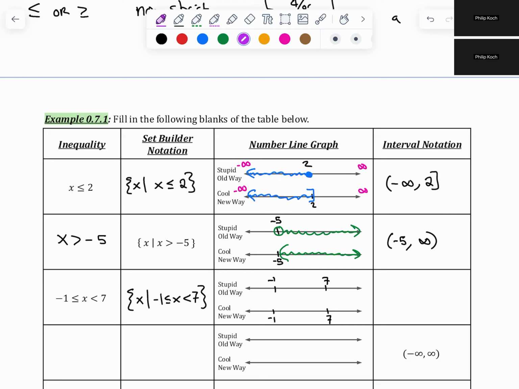Let's use purple. If we're doing the stupid old way, is -1 going to be a solid dot or an open circle? Solid dot, because it's included. And then an open circle at 7 because it's not included. It's a strict inequality. But if you're doing the cool way, it'll be a bracket and then a parenthesis at 7. And so if you use the cool way, it's immediate: bracket -1, comma 7, parenthesis.